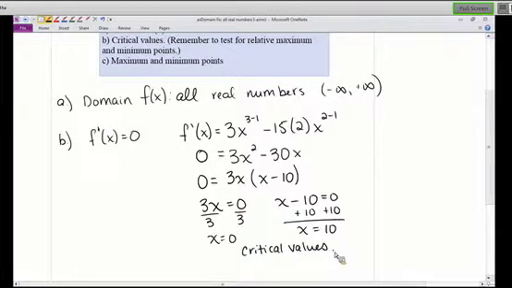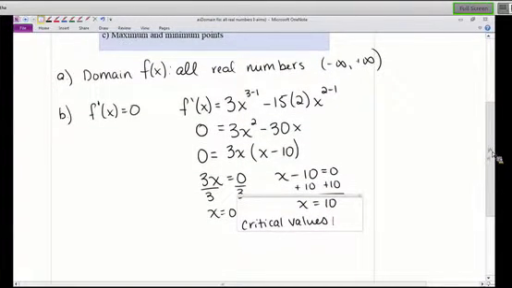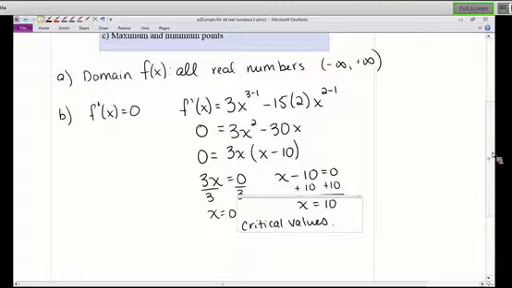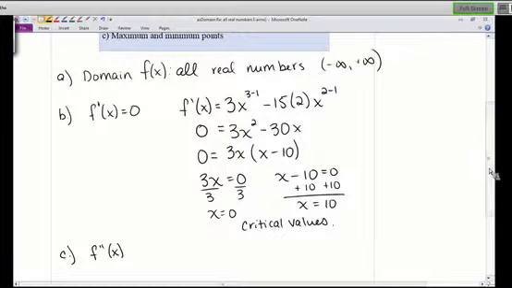So for part C, in order to find our maximum and minimum points, we will end up using our critical values. But before we do that, we have to first find our second derivative. So part C, we want to take the second derivative now of our function. And what we're going to do from there is substitute our critical values into the second derivative. So let's find the second derivative of our function. Let's refer back to our first derivative. Our first derivative was here.